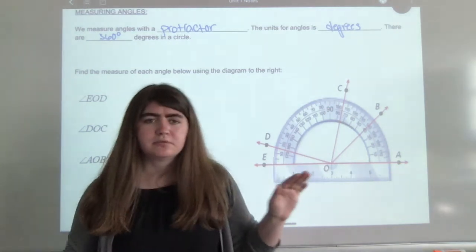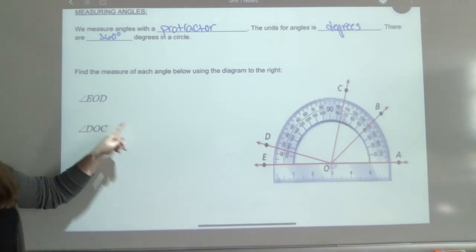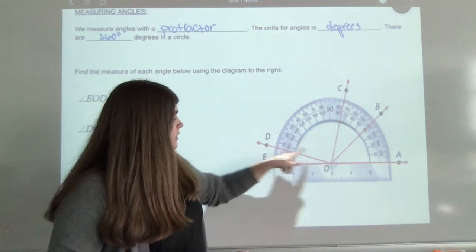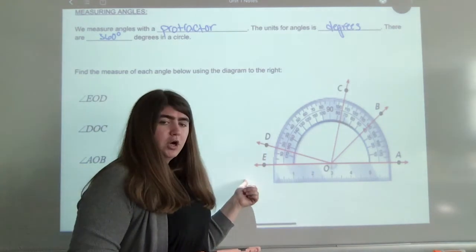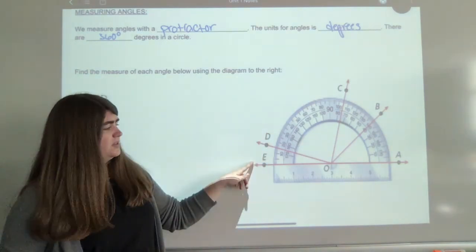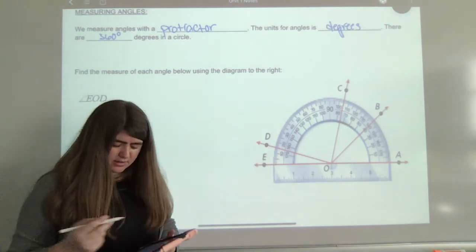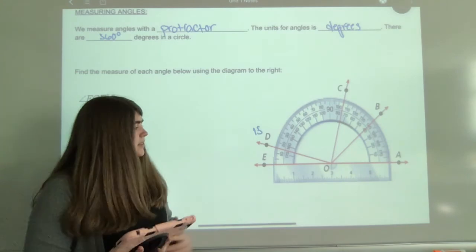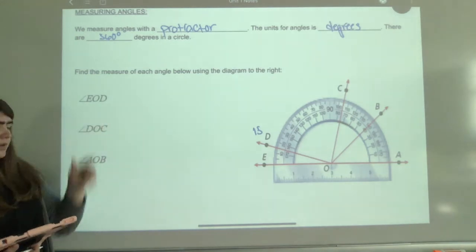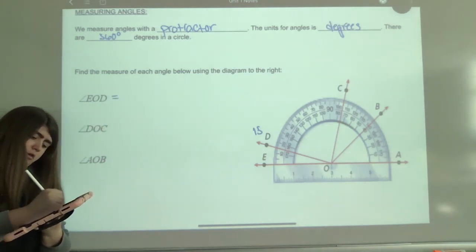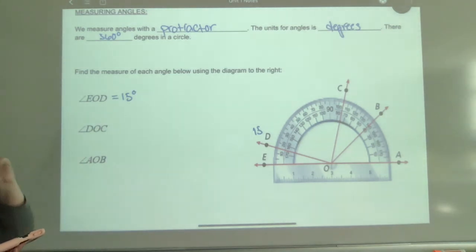Alright, so first it says to find the measure of angle EOD. Since E to O goes left from O, we're going to use the outside measurements here. So I'm at 5, 10, 15. Okay, so because D is at 15, that tells me that this angle opens up 15 degrees. So in this case, all I have to do is write right next to EOD that this is equal to 15 degrees.